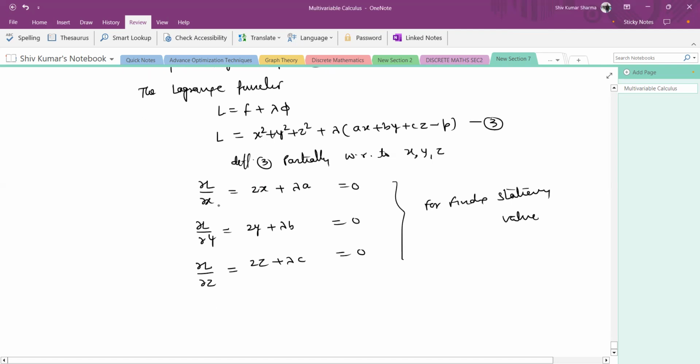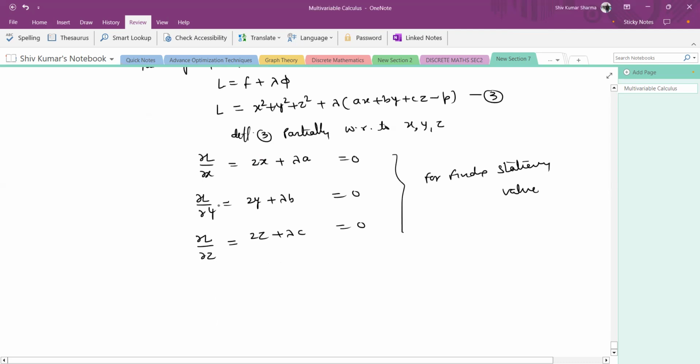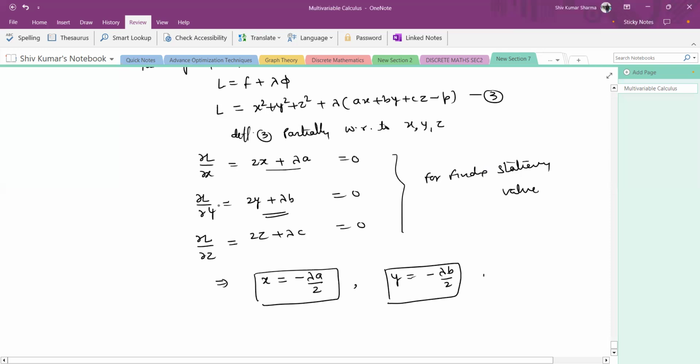So here we write down from this equation. So 2x plus lambda a equal to 0. So this gives us x equal to lambda a upon 2. So we have the value of x from equation number second. So we have y equal to minus lambda b upon 2. And from third one, we have z equal to minus lambda c upon 2.